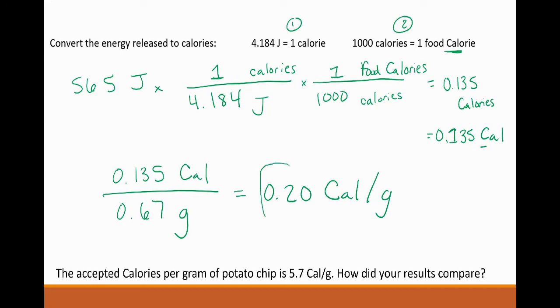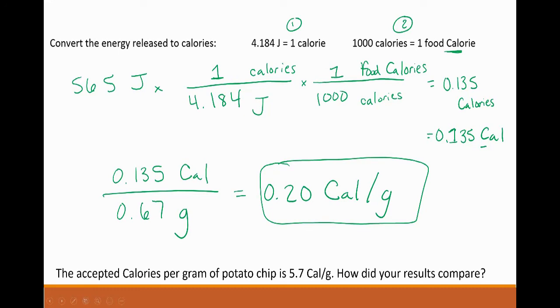Typically when we do this lab in the actual lab at school, our calorimeters are not very professional and they're not very well insulated whatsoever. And so a lot of the heat that should have gone into the water is actually lost to the surroundings. So our results often end up being a lot lower in calories than what we find on the food package. But since you will be doing the virtual lab, hopefully your results should be a good bit better.